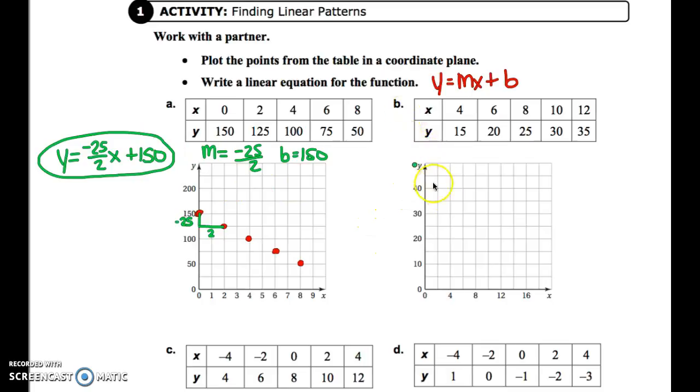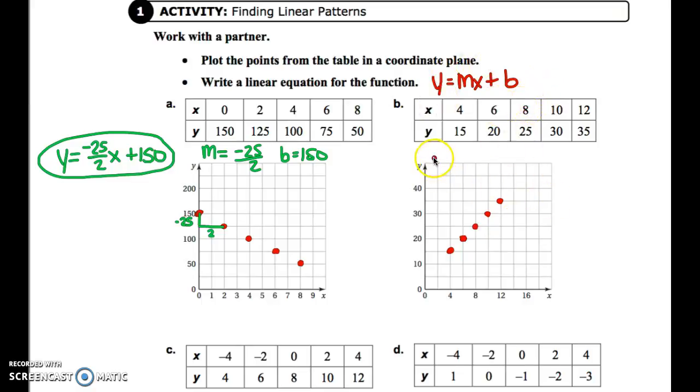All right, if we look at part B, again, we need to graph these first. So the point 4, 15. So I'll go over 4, up 15. 6, 20. Over 6, up 20. Okay, so I've noticed as I've started graphing that along the x-axis they're going by 2s, and on the y-axis they're going by 5s. So just make sure you know that as you start plotting. Then we have 8, 25, 10, 30, and 12, 35.